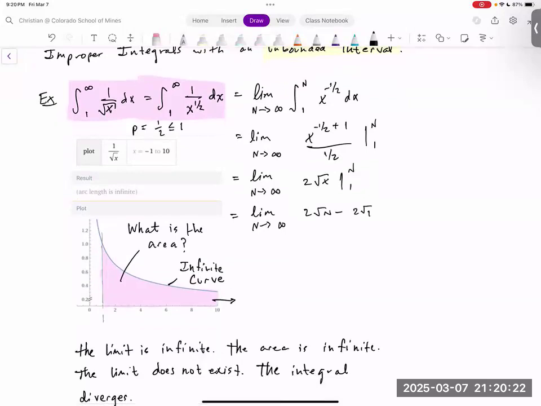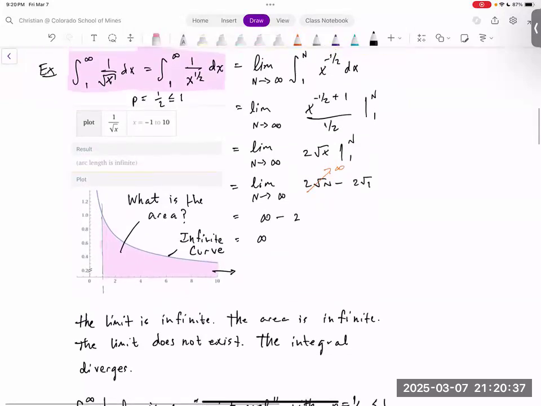Now take the limit. This first term goes to infinity. The second term goes to -2. So we're looking at infinity minus 2. This is an infinite limit. This limit is infinite. The limit does not exist.